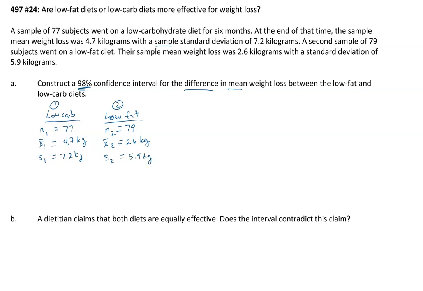Okay. So right away, again, we don't have to do this, but I might ask about this. If we wanted to find the point estimate, we would subtract these two means, x bar 1 minus x bar 2, and get 2.1 kilograms. So is that significant? It's certainly not 0. We're not thinking that they're equal, but is that a significant difference? That's what we're going to try to find out with our interval.